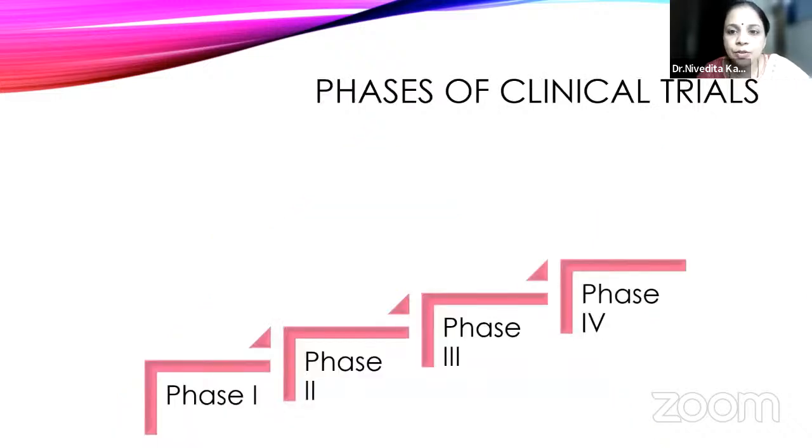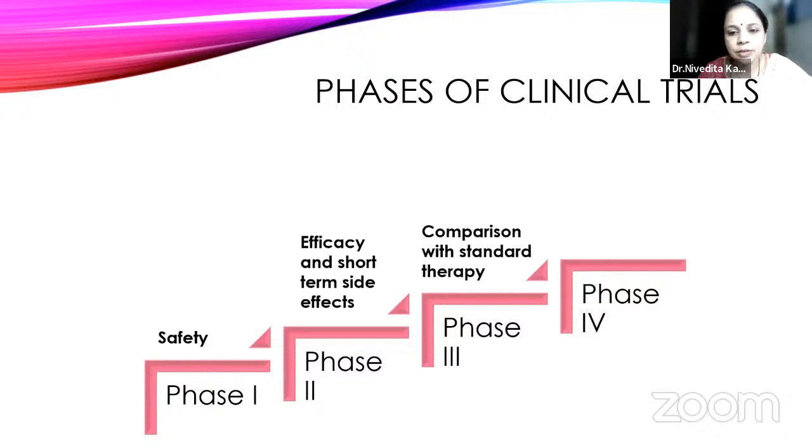We know that all drugs go through several phases of trials. The first one is phase 1, where safety of the drug is tested in a small group of people. The second is phase 2, where the efficacy and short-term side effects are looked at, again using a slightly larger population. Phase 3 is the most important, where the therapeutic efficacy of the drug is compared with that of standard therapy or a placebo, and this is always a randomized controlled trial. Phase 4 happens in the post-marketing phase to look at long-term side effects and the safety of the drug.